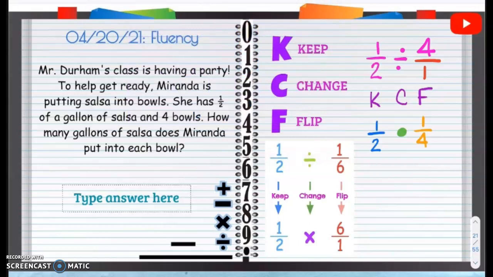All right, now we're going to multiply straight across. 1 times 1 is 1. 2 times 4 is 8. So our answer is going to be 1/8 gallon. So that's going to be 1/8 of a gallon into each of the bowls. All right, let's go ahead and take a look at the vocab.